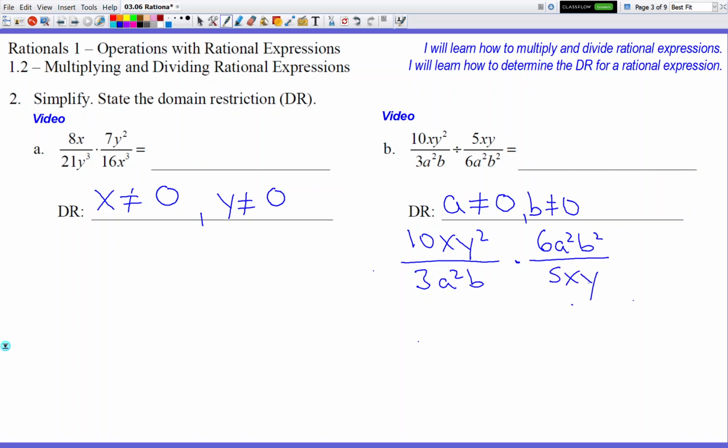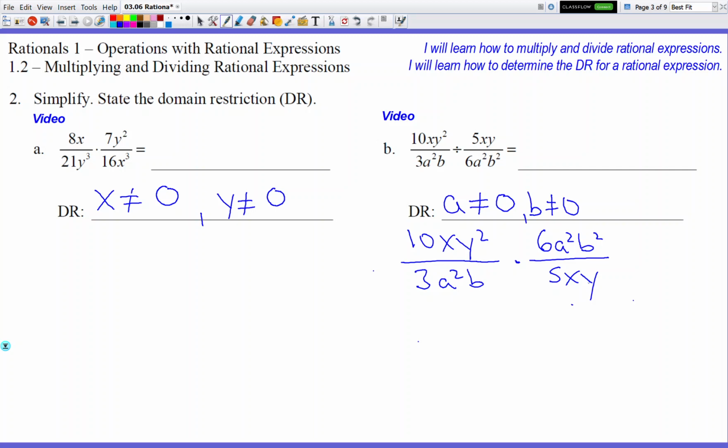Okay, so now we look at the bottom of that second fraction. We got brand new letters on the bottom, right? Did the x and y appear on the bottom originally? No, but now they do. So now we have a brand new set of letters that we better figure out domain restriction for also, because they are currently on the bottom. They didn't used to be there, but now they are.